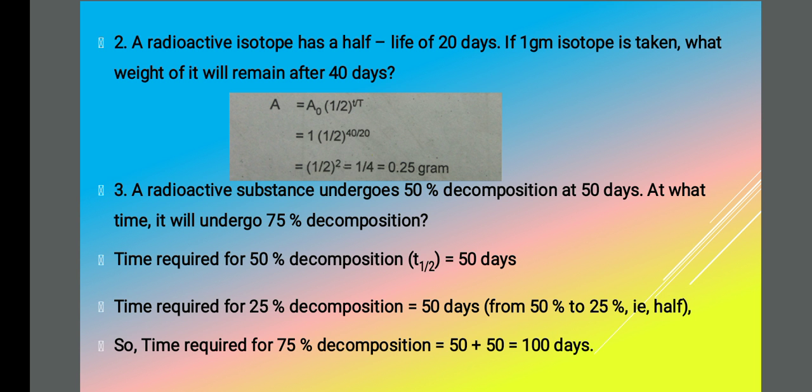It's very simple. So A is equal to A0 into (1/2) to the power t divided by T, and capital T is nothing but the half-life period. A0 is the initial amount present, and we need to calculate the final amount remaining after 40 days. So 40 days is nothing but small t. You substitute the value, you get the answer as 0.25 gram.